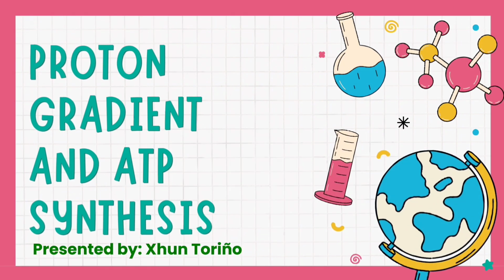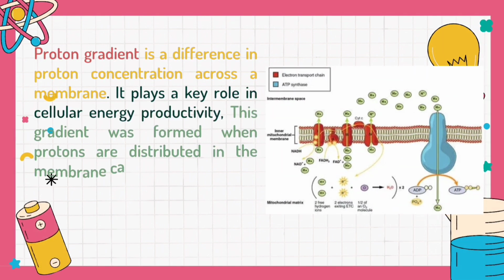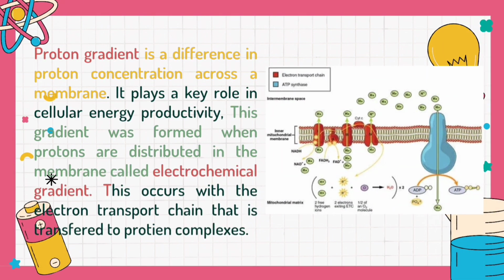Proton gradient in ATP synthesis. A proton gradient is a difference in proton concentration across a membrane. It plays a key role in cellular energy productivity. This gradient, formed when protons are distributed across the membrane, is called an electrochemical gradient. This occurs with the electron transport chain, where electrons are transferred through protein complexes.